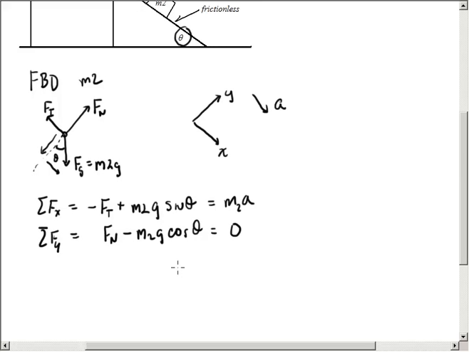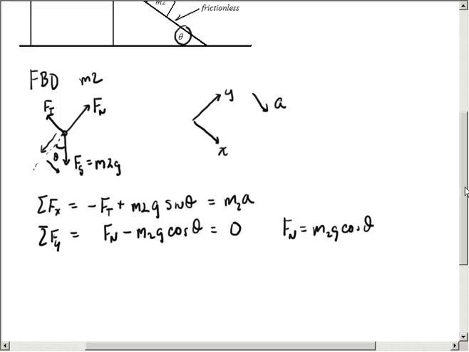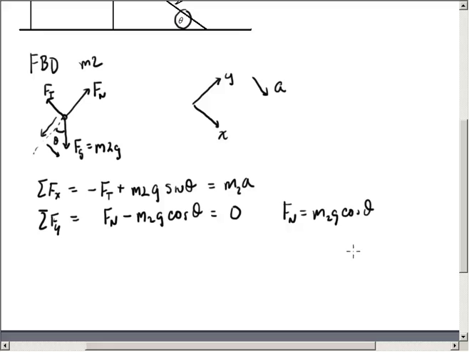Okay, now I have two equations for both objects. For Fy, the y component, I have that Fn is simply equal to m2 g cosine theta. And since there's no friction, there's no frictional force on this object. The two x component equations both contain the acceleration, and that's what connects object 1 to object 2.